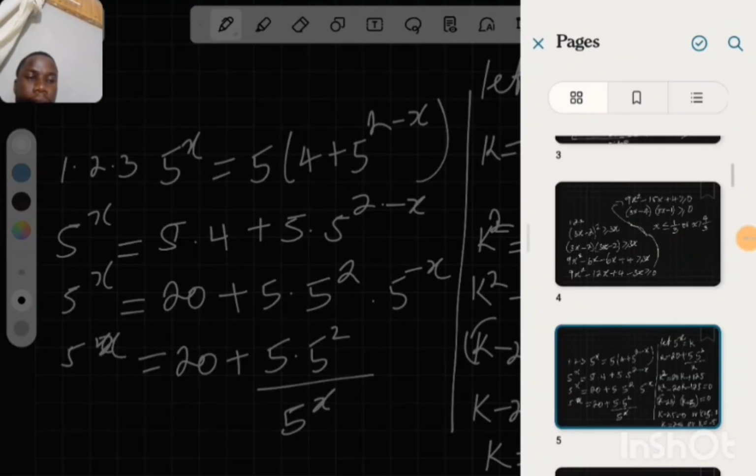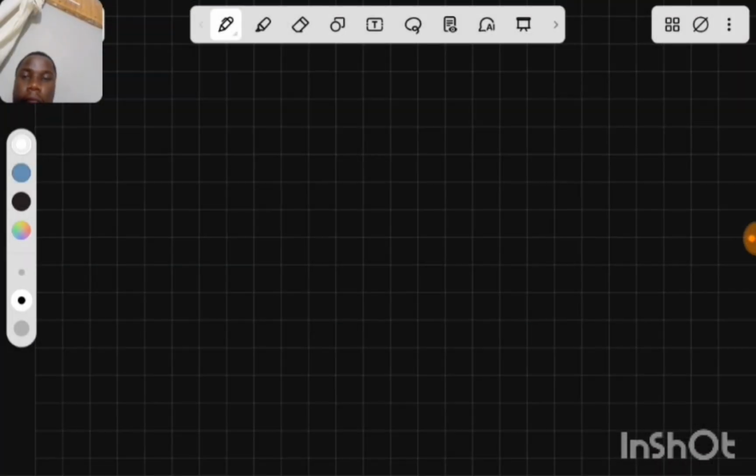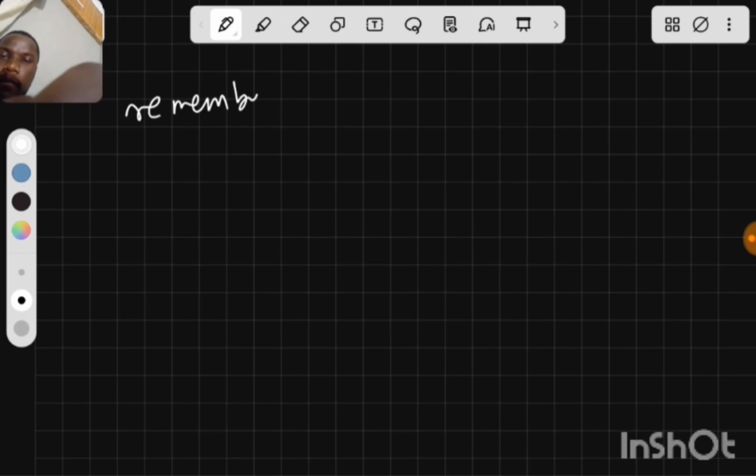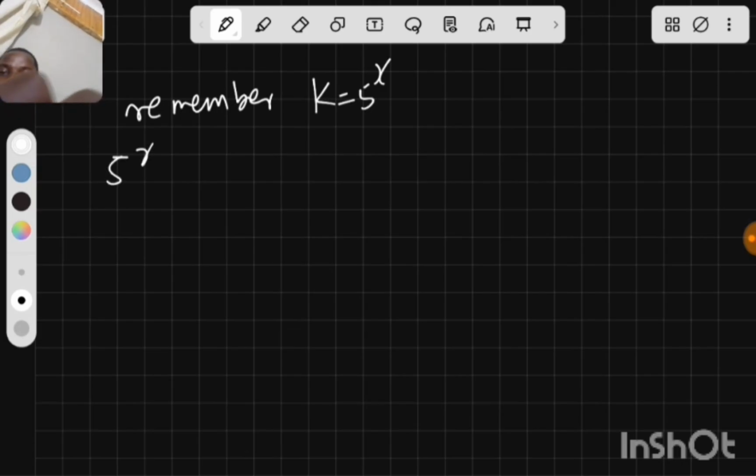Remember k is equal to 5 to the power x. Wherever you see k, you substitute with 5 to the power x, which is equal to 25. So 5 to the power x is equal to 25, and you can change 25 into 5 to the power 2.